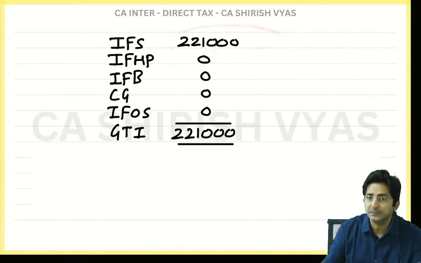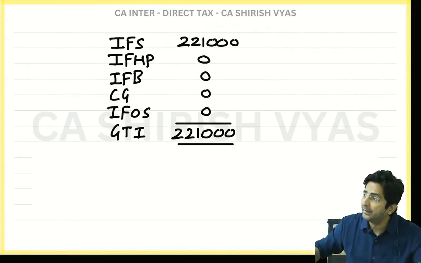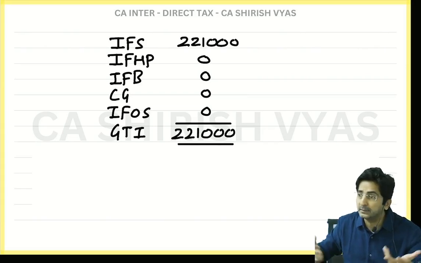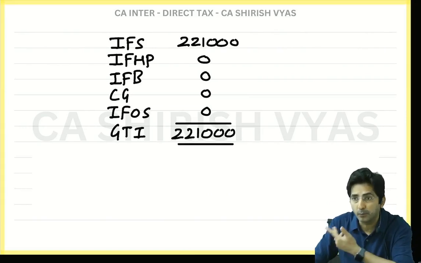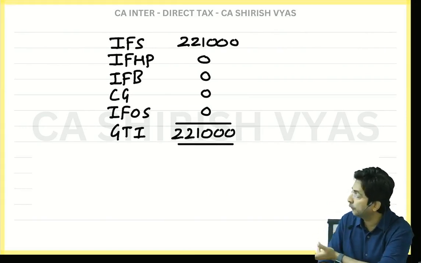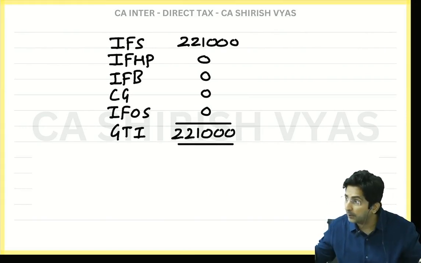2,21,000 is the answer of salary. Now you will add other heads of income. What are the other heads? You forgot my first lecture. Income from house property, income from business, capital gains, income from other sources. So you have to watch for that in the question.